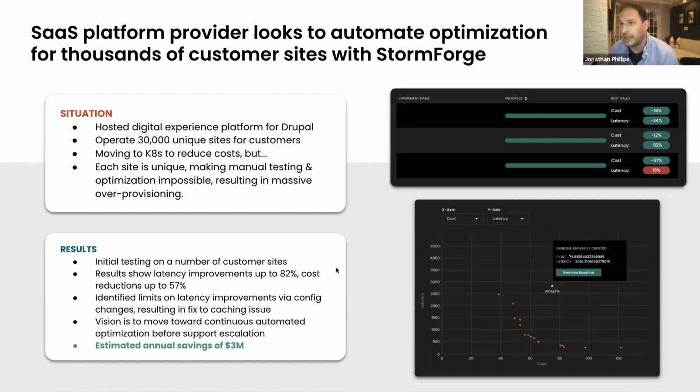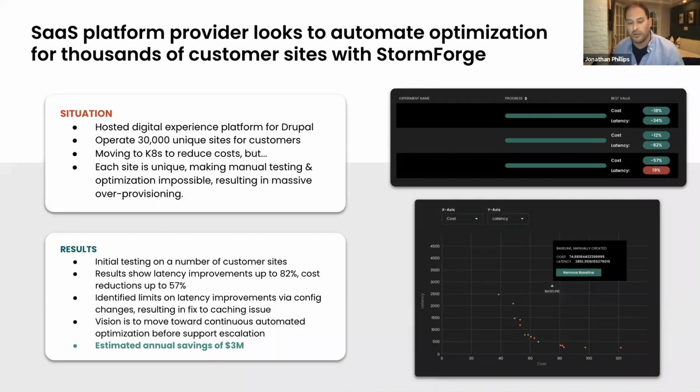The next example is a SaaS platform provider that was looking to build continuous optimization and automation into their CI/CD and ultimately support thousands of customer sites utilizing Stormforge. So the end results were us building out these experiment files that allowed us to really dial in the best configurations for both cost and latency. We identified the limits on latency improvements via the config changes, and in the overall proof of concept, we were able to identify a return on investment of $3 million annually based on the applications that we scoped for the proof of concept.